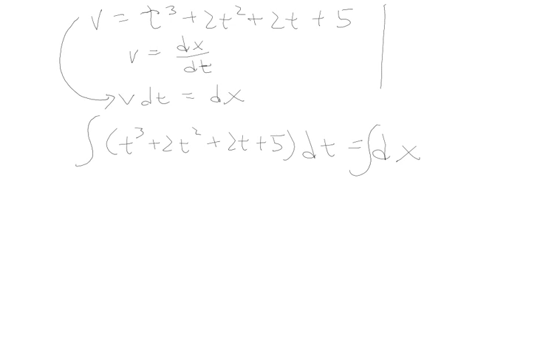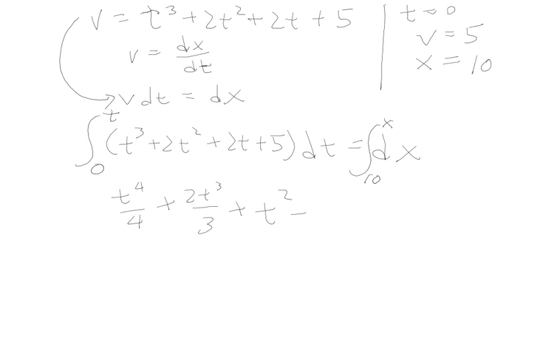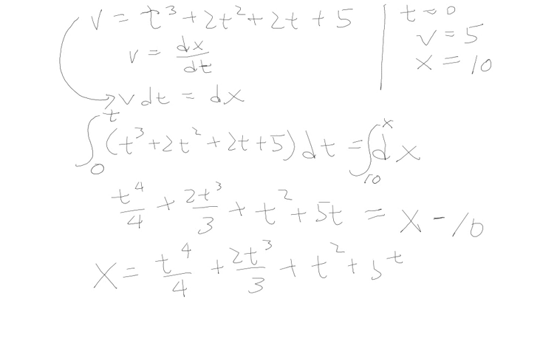Remember what your initial conditions were, right? At t equal to 0, we had velocity was equal to 5, position was equal to 10. So I'm going to make use of those limits. I go from time t equal to 0 to some later time t. I go from the corresponding position for x is equal to 10, right, at t equal to 0, to some later x. And now I integrate. This is t to the 4th over 4 plus 2t cubed over 3 plus t squared plus 5t is equal to x minus 10. All right? And now solve for x. Bring that 10 over. x is equal to t to the 4th over 4 plus 2t cubed over 3 plus t squared plus 5t plus 10. Okay? There's my final answer.